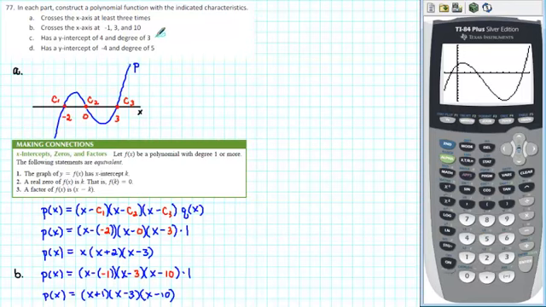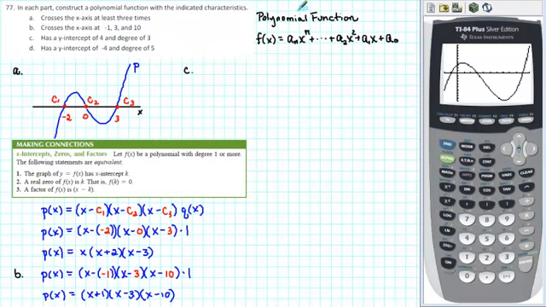For part C, we want to construct a polynomial function that has a y-intercept of 4 and degree of 3. It doesn't mention anything at all about x-intercepts, so rather than writing the polynomial in factored form, we can write it in standard form. We recall that a polynomial function of degree n can be written as f of x is equal to a sub n x to the n plus dot dot dot plus a sub 2 x squared plus a sub 1 x plus a sub 0.